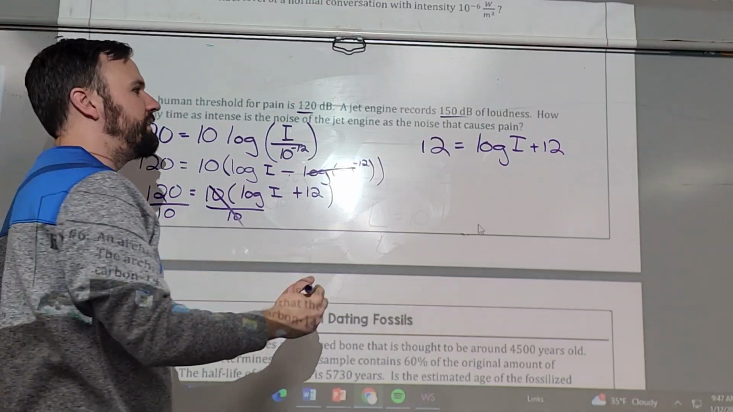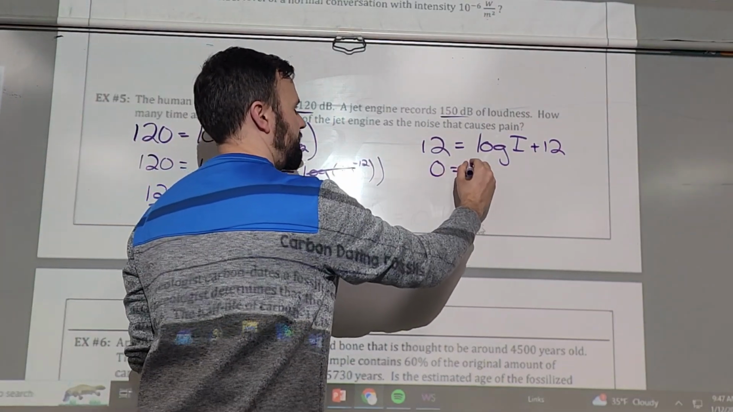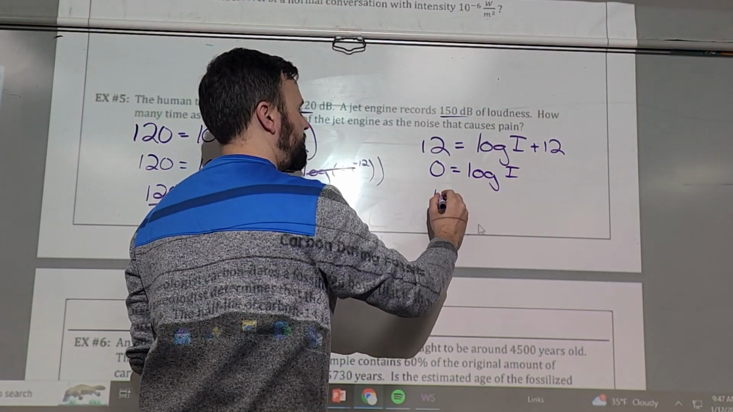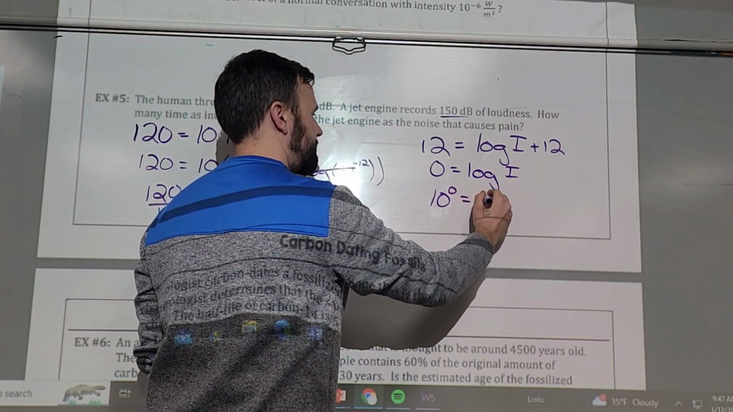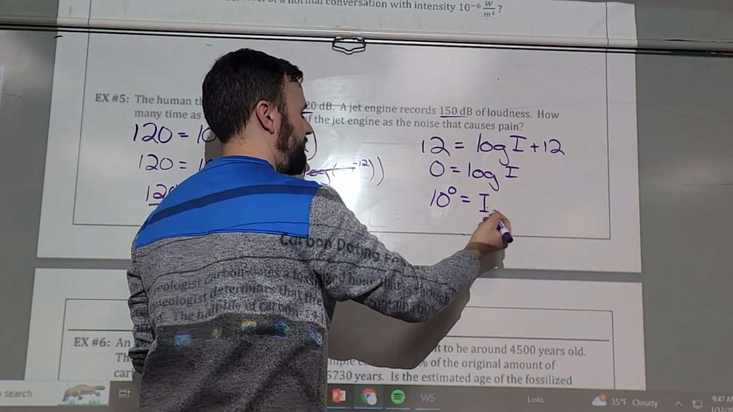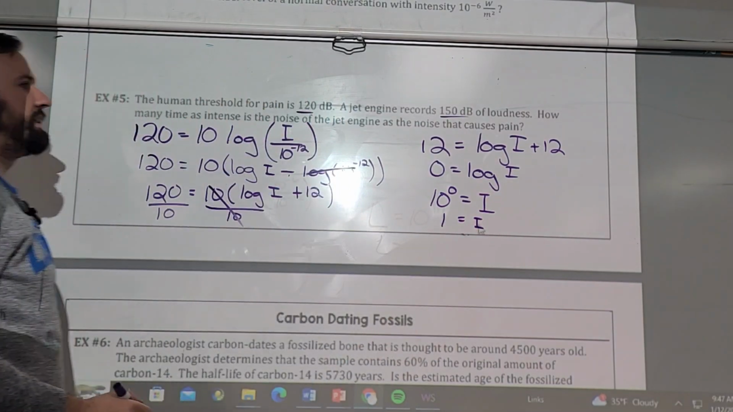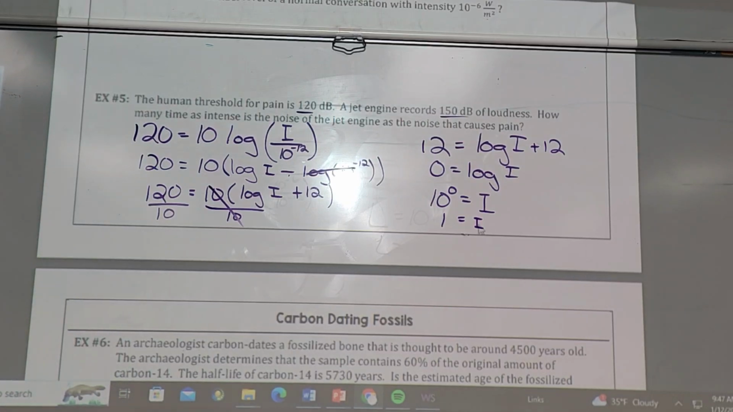So what's log of I equal to? Like the amount of money in my bank account. So 10 to the 0 equals I, which is 1, right? Oh, dude, I wrote that way too big. We have to do this all again.